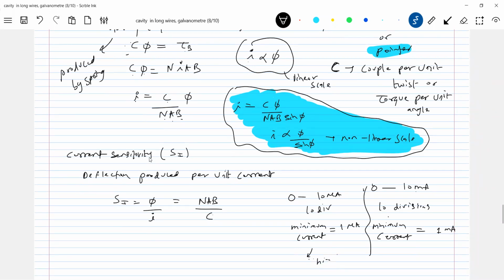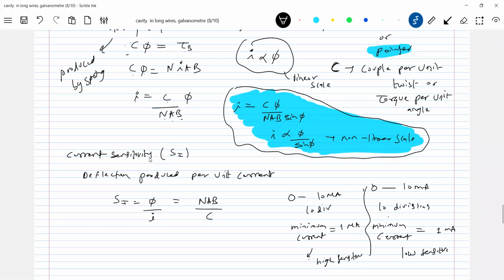Select I sensitive, compared to this, which is low sensitive. If you're able to measure, it means even if you pass a small current and you're able to notice the deflection, that's said to be sensitive. So how to increase that sensitivity is what we're telling here.